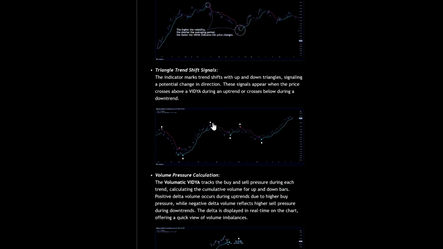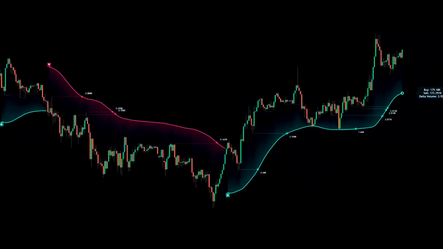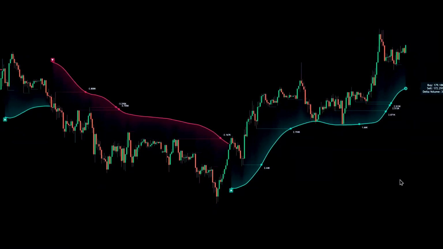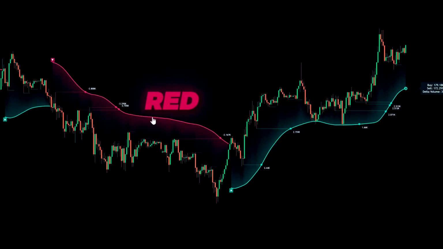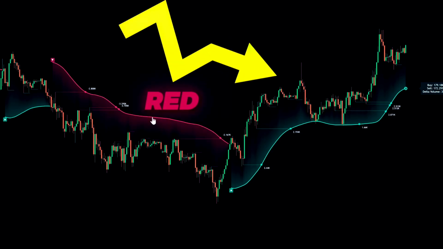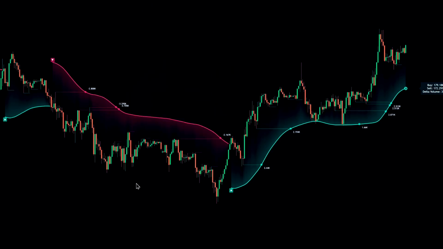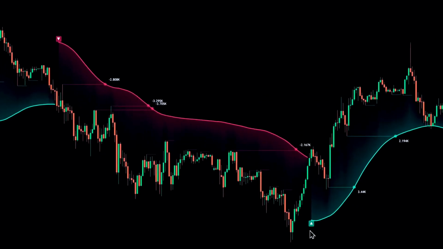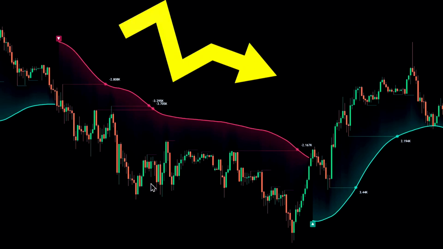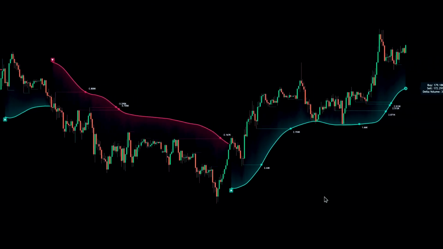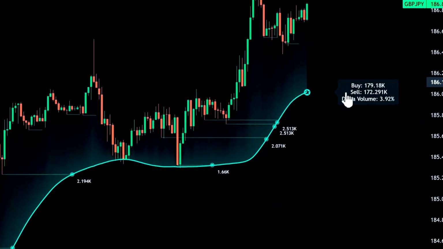Now, let's break down the components of this indicator. The first and most obvious feature is the VIDIA line, which forms the trend cloud. Whenever the VIDIA line is green, it indicates a bullish trend. If the VIDIA line turns red, that means the market is bearish. To help you spot transitions between bullish and bearish trends, the indicator also includes up and down arrows. A green upward arrow signals the beginning of a bullish trend, while a red downward arrow indicates the start of a bearish trend.